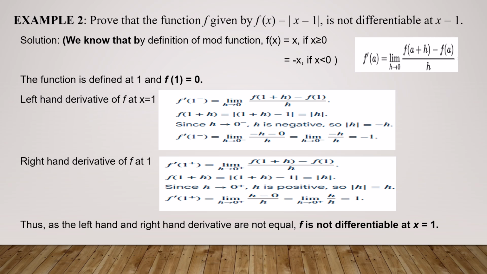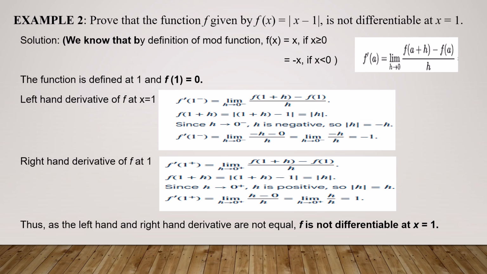Now we also know how to find the left hand and right hand derivatives of a function. So first of all we find the left hand derivative of f at x equal to 1. By definition that will be limit h tends to 0 minus, from the left hand side, of f of 1 plus h minus f of 1 upon h. Okay, f of a plus h minus f of a upon h, this definition we are using. So now f of 1 plus h, according to the function given to us, will be mod of 1 plus h minus 1, which is mod h.